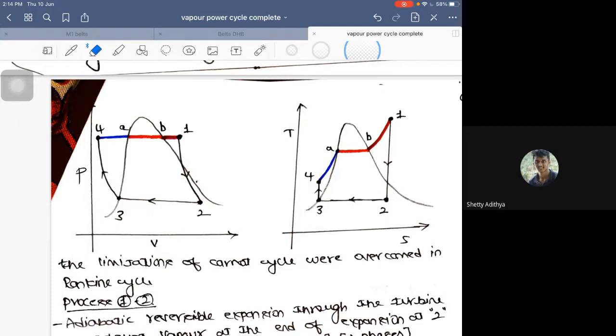H3 minus H2. How do you calculate heat added in the boiler? HB minus HA. Very good, Lucky, Sushan. Very good, very good.